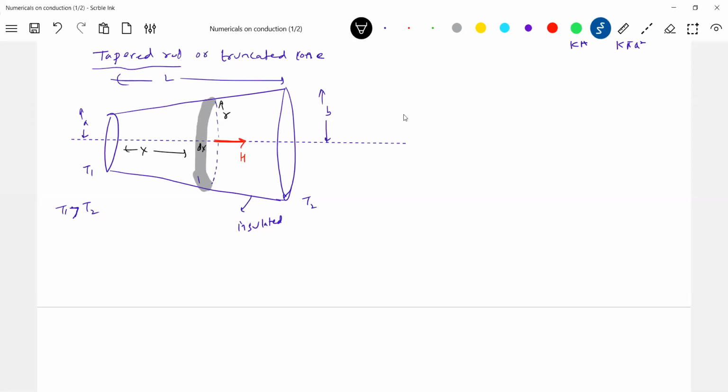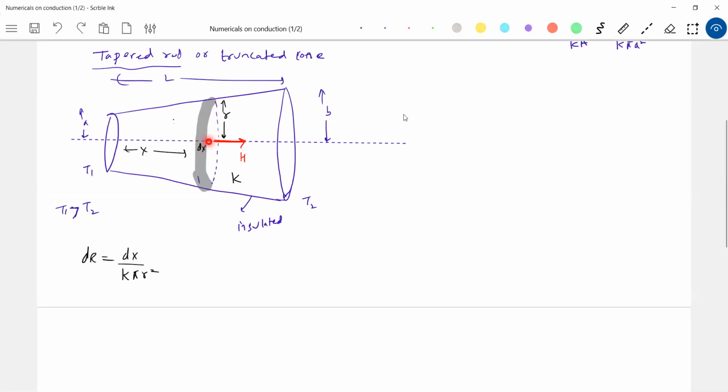Let r be the radius of this disk, and K the thermal conductivity. Now, what is the resistance of that elemental disk first? dR is equal to the thickness dx over K times the area of cross section, pi r square. If I go for integration, dx is the thickness and small r is the radius. Thermal resistance is dl by K times area of cross section, so dx by K pi r square.